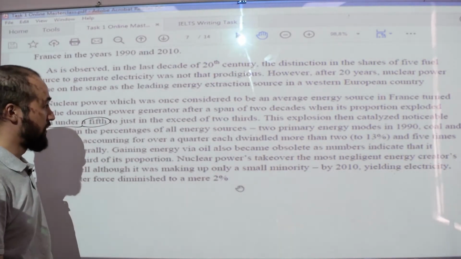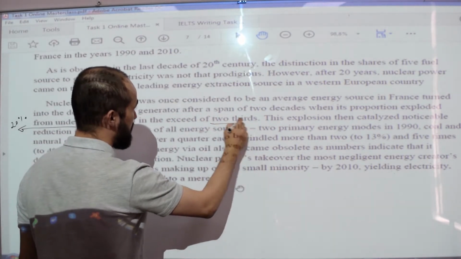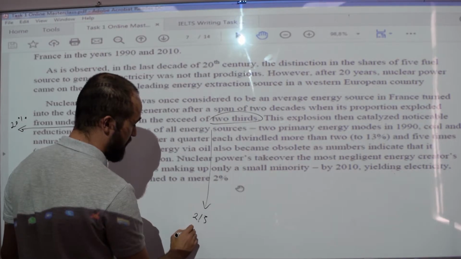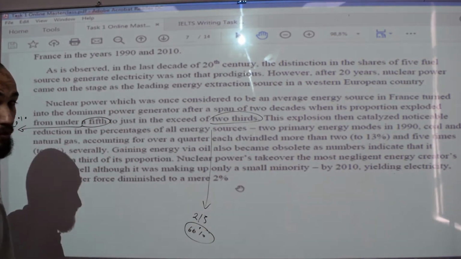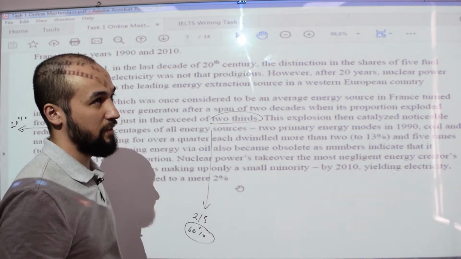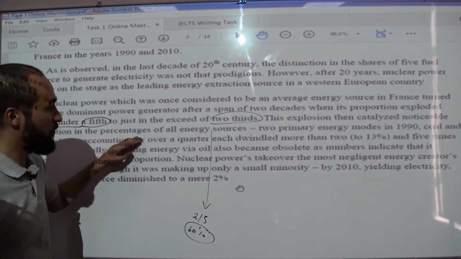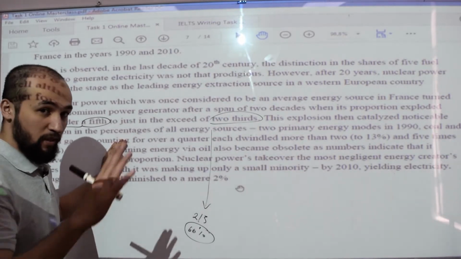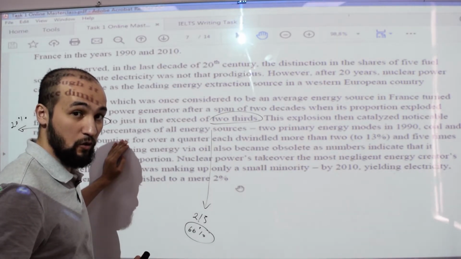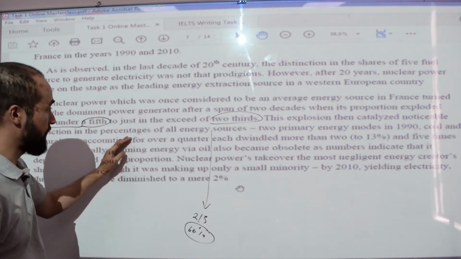Don't write the same exact percent. To just in excess of 2/3. It was 68%, I believe. This explosion then catalyzed, started, ignited, sparked a noticeable reduction in the percentages of all energy sources. Only one, nuclear power, increased, and this was just a ripple effect, a domino effect. It increased, and this affected the decrease of all energy sources.